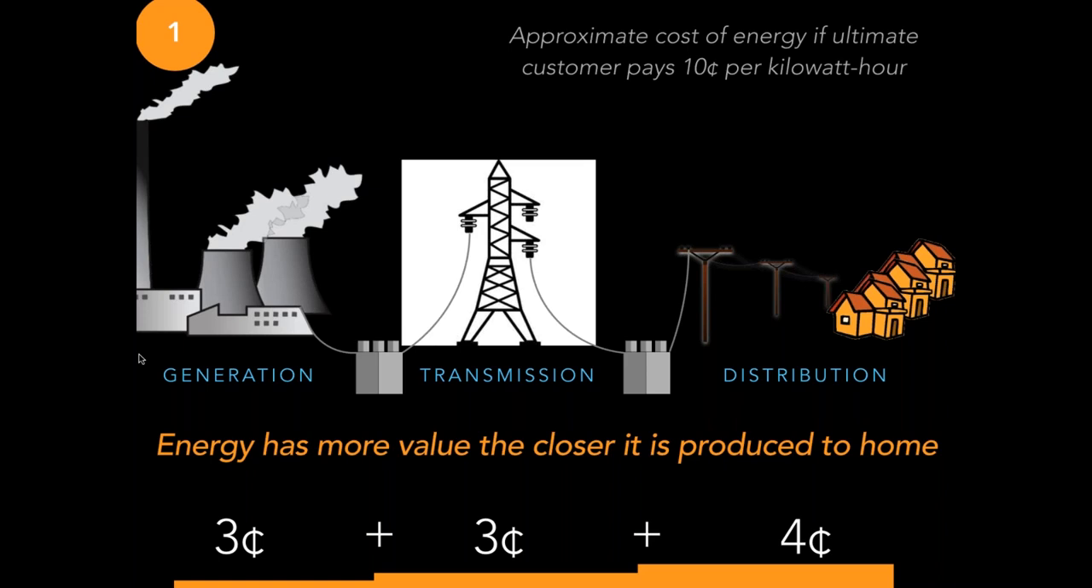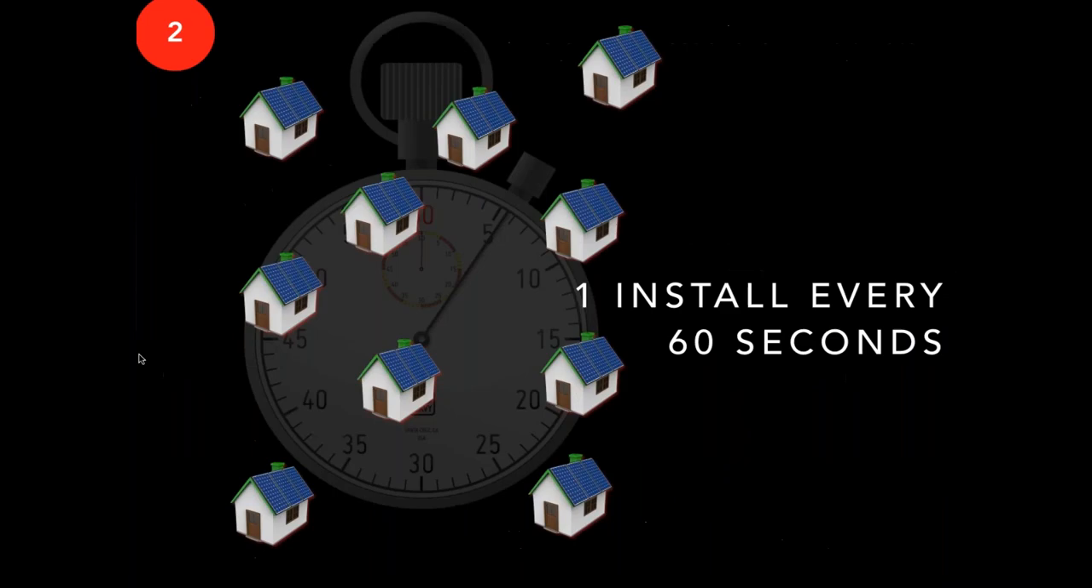But the idea is essentially about 3 cents of that 10 cents is a cost from generation of power. About 3 cents is in the transmission system, and about 4 cents is from the distribution. And as you can see, the closer you're getting to where that energy is consumed, the more valuable that energy is, simply because it can be produced closer to home. So that's the component where we talk about there being more value in distributed energy, because of that locational value.